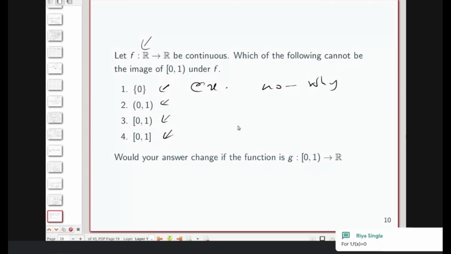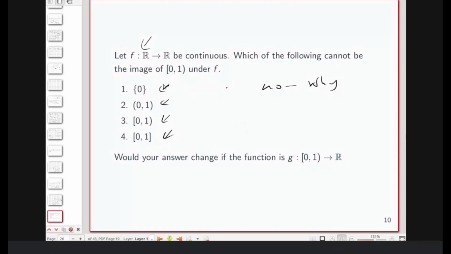Yeah, so Ria is saying consider f(x) equal to 0. So here the image of the closed-open interval is the singleton {0}. Yes, so this can be an image. Reshma is also giving the same idea. Now for 3, the identity map: you are considering f(x) equal to x itself. The image of [0,1] is [0,1] again. So this is also possible. You have 2 down, 2 more to go.